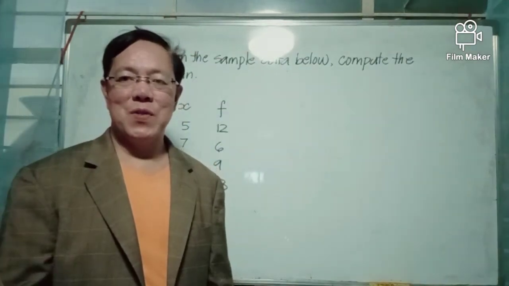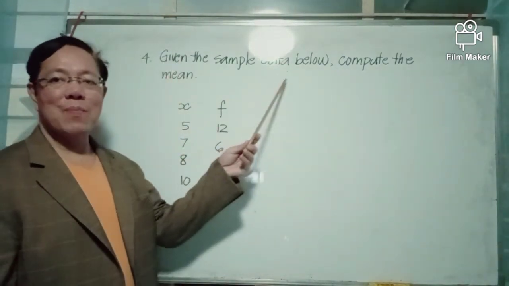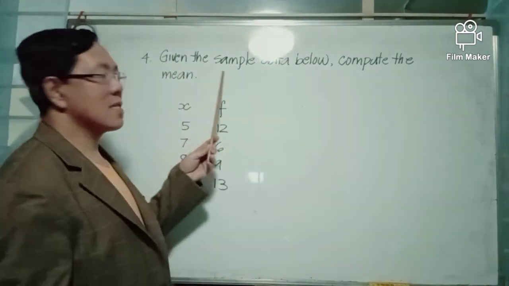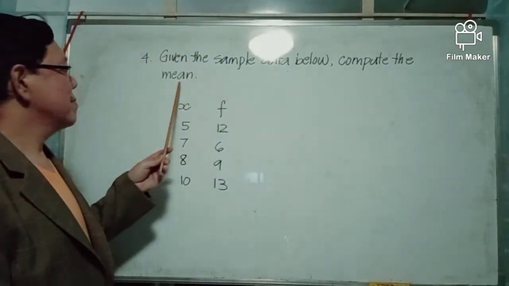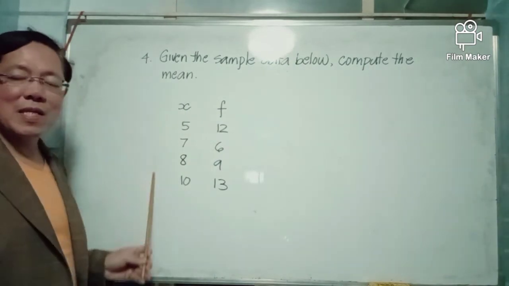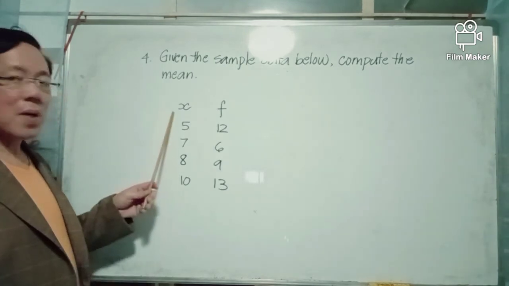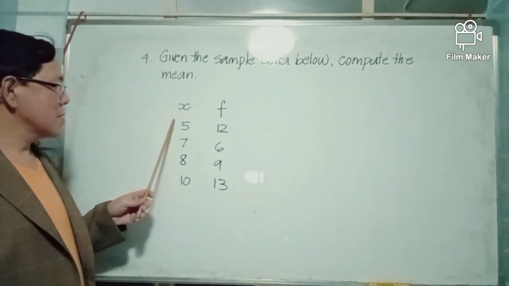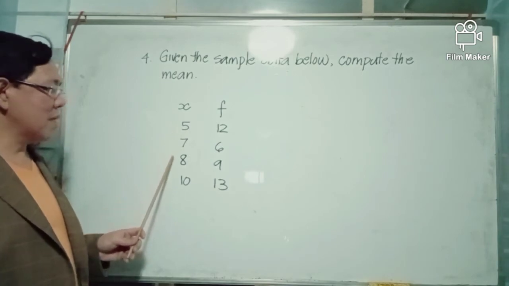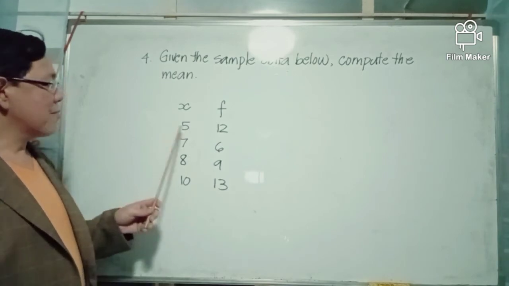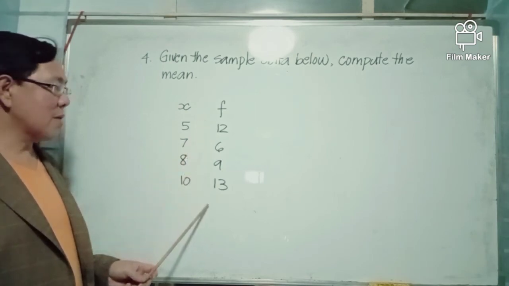Last example for today, consider the following. Given the sample data below, compute the mean. These are the given data. In the first column, we have the values, denoted by X. There are 4 possible values in the given set of data: 5, 7, 8, 10. And the frequency of each value is also given in this table.